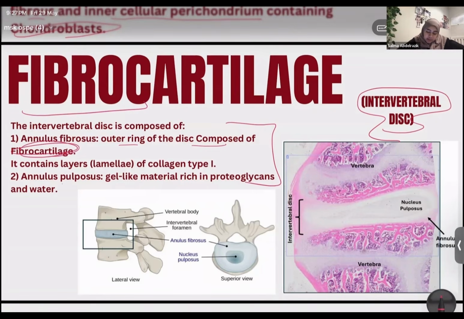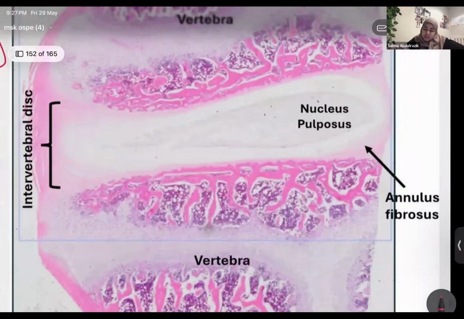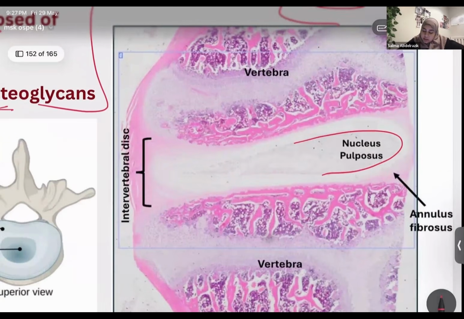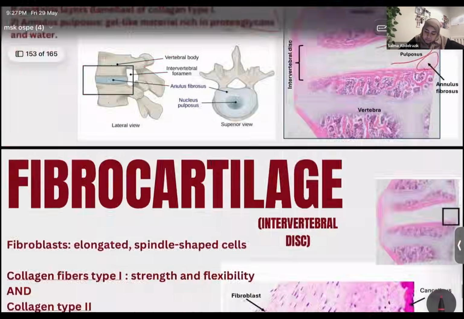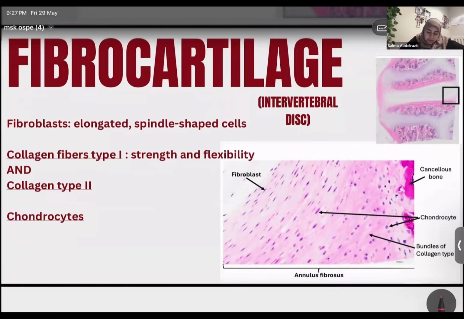Okay? And then the nucleus pulposus is a gel-like material, rich in proteoglycan and water. See the slide? We're basically just going to zoom in. Just know that this is the nucleus pulposus and the fibrosus over here, which is the one we're going to be discussing. Cool? Zoom in. Fibroblasts are elongated, spindle shaped. It has collagen type 1 and collagen type 2. Type 1 is for strength and flexibility. And then type 2 is the collagen in the hyaline and everything else.